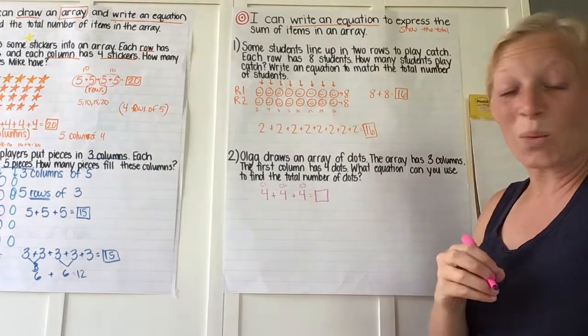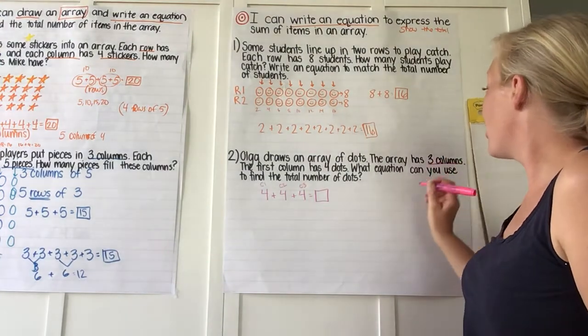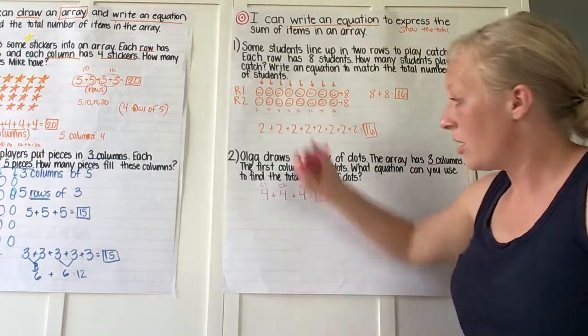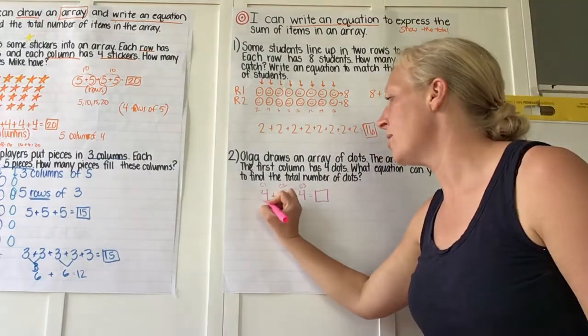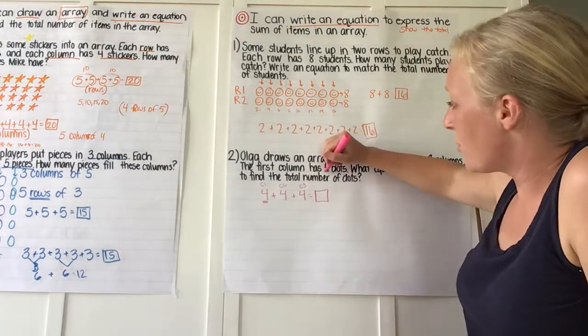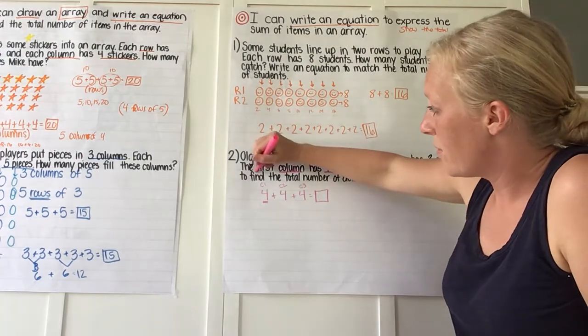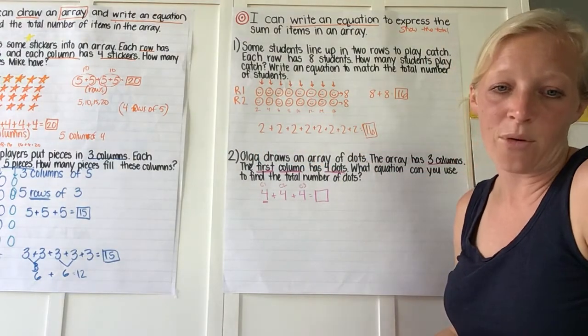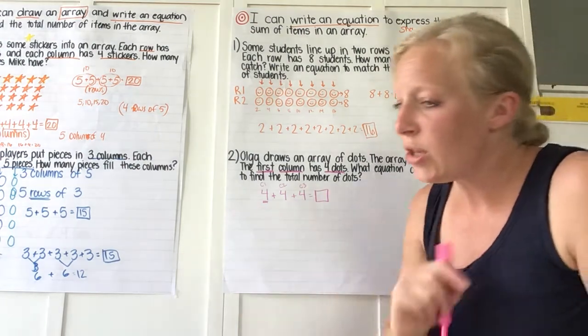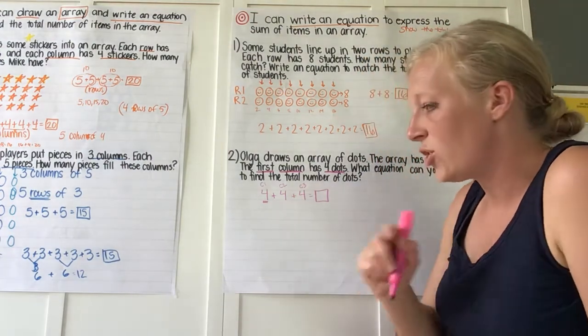And my problem says what? That the array has 3 columns. Column 1, column 2, column 3. And the first one we know has 4. And if the first column has 4, then the other 2 will have 4 as well. But you didn't write that. What equation did you write?